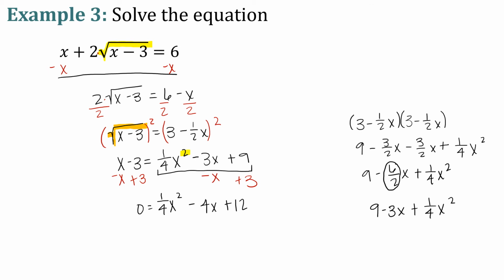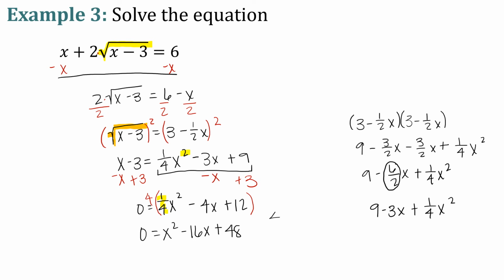Now to factor this, to get rid of this 1/4, because that 1/4 is pretty gross, especially when it comes to factoring. To achieve this, I can multiply the entire equation by 4. So now I'm going to get 0 equals x squared minus 16x plus 48.